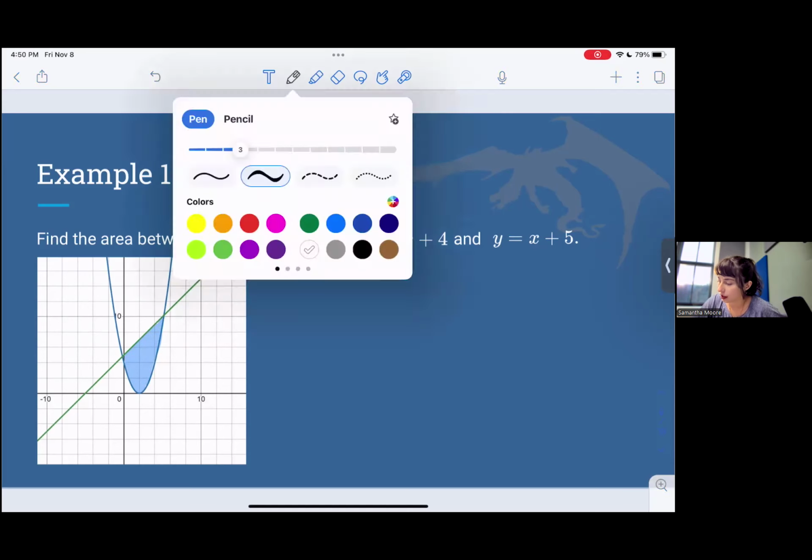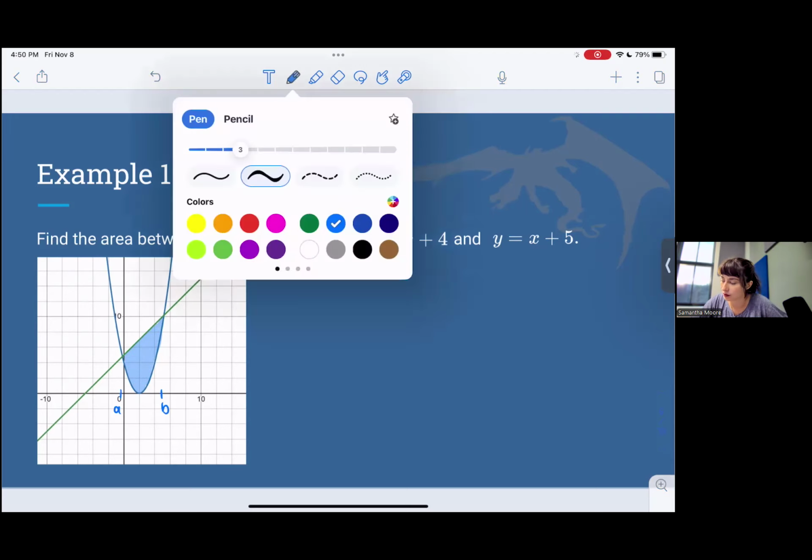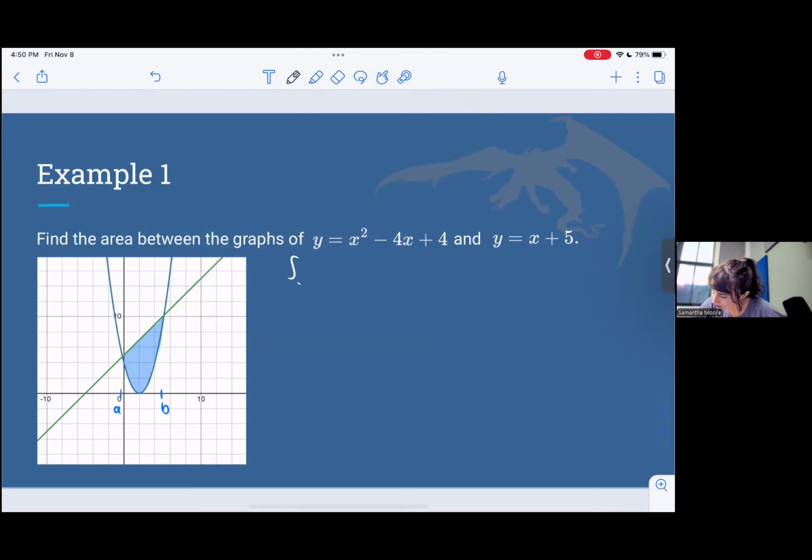Okay. It doesn't look like I quite have the bounds to be pretty nice numbers, so I'm going to have to do some work to think about what my bounds should be. But what I do know for sure already is which is my upper function and which is my lower function. So my upper function is the green function. That was the graph of x plus 5. And my lower function was the graph of x squared minus 4x plus 4 dx. Careful about your parentheses. Make sure you subtract all of the lower function.